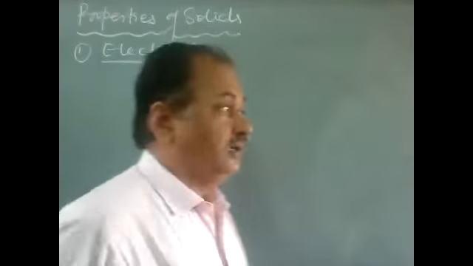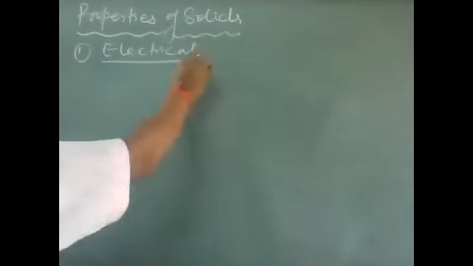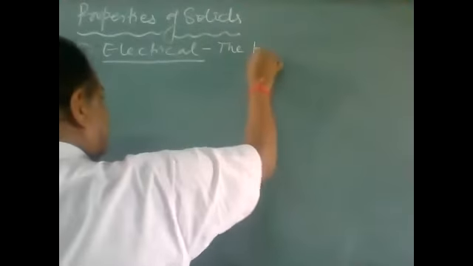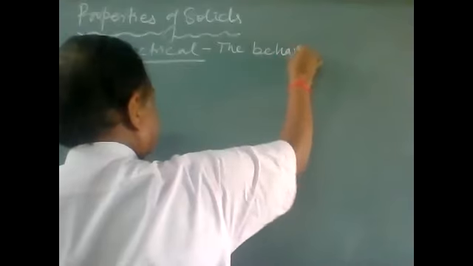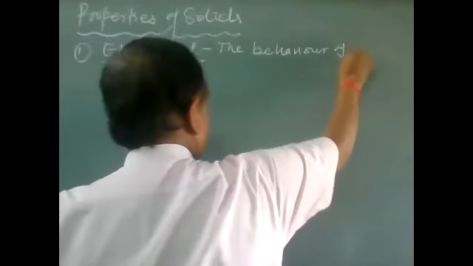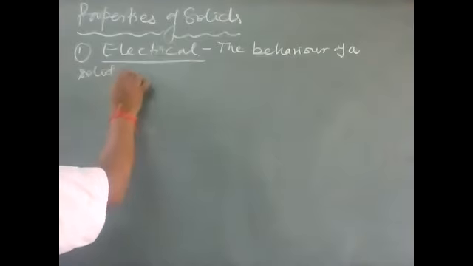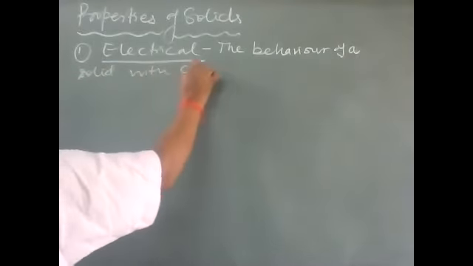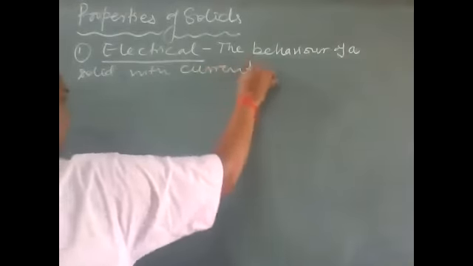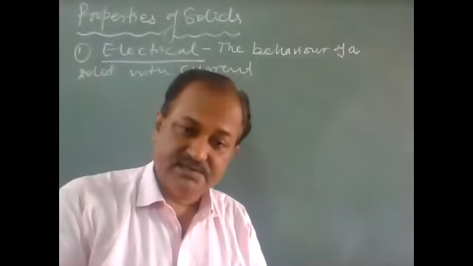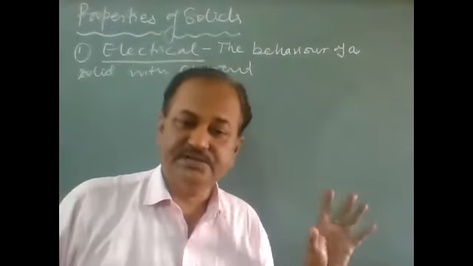So children, electrical properties means the behavior of a solid with current, behavior of a solid with the current. So this is the basic point about this.